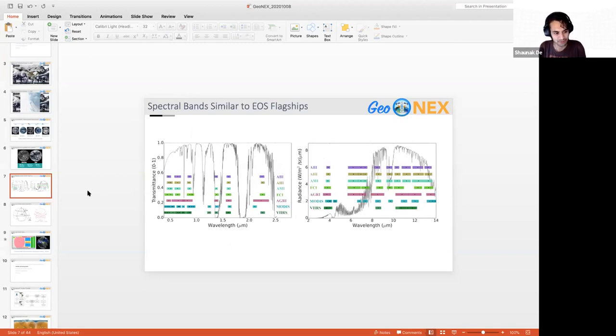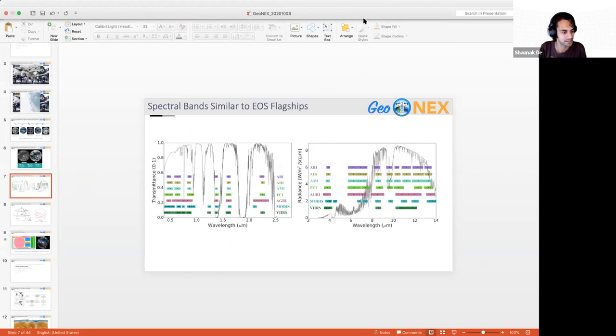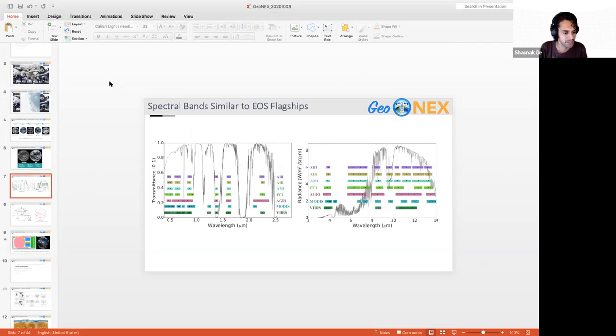Right. I think there's another question in the chat from Ray. The question from Ray is, do you anticipate any useful payloads hosted on commercial GEO comm satellites?